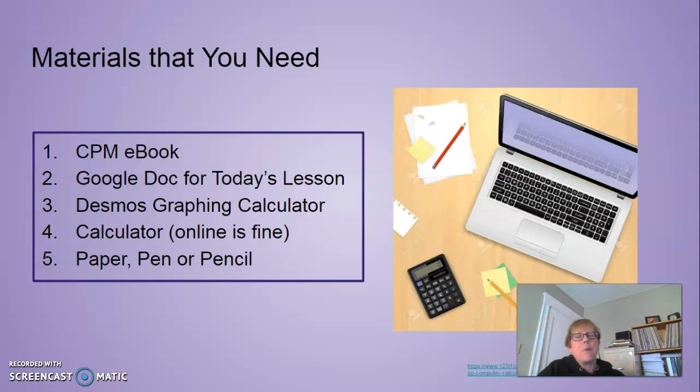Because this is remote learning, I'm actually going to ask you to be doing some work during this video, so you can see the materials that you will need. You'll need your CPM ebook. There's a Google Doc for today's lesson that's loaded up into Google Classroom, and you're going to be handing that in at the end of the video, and that will be graded, so take it seriously. You'll need the Desmos graphing calculator, open that online, a regular calculator, and then if you decide to do some work out by hand before you type it in the Google Doc, you'll want some paper, pen, and pencil. All right, there you have it.